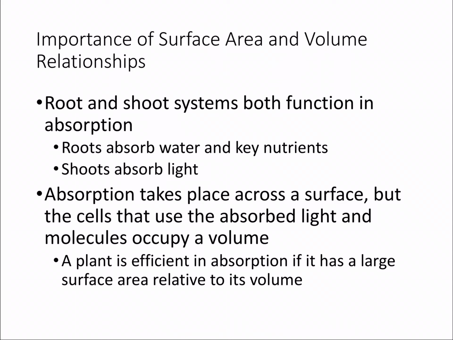So it's very important that we discuss the surface area to volume relationship when it comes to plants. All right, because plants are going to be absorbing lots and lots of sunlight, carbon dioxide, and nutrients. So specifically, the roots are going to take in water and key nutrients, whereas the main function of the shoots is to absorb light and carbon dioxide. All right. Even when we're talking about, say, the digestive system in an animal or even in a fungi, absorption is going to have to take place over a surface.